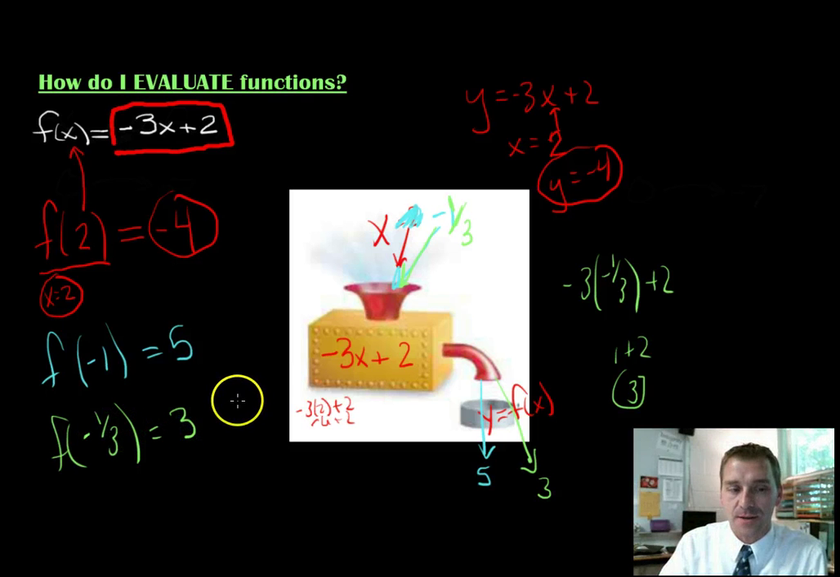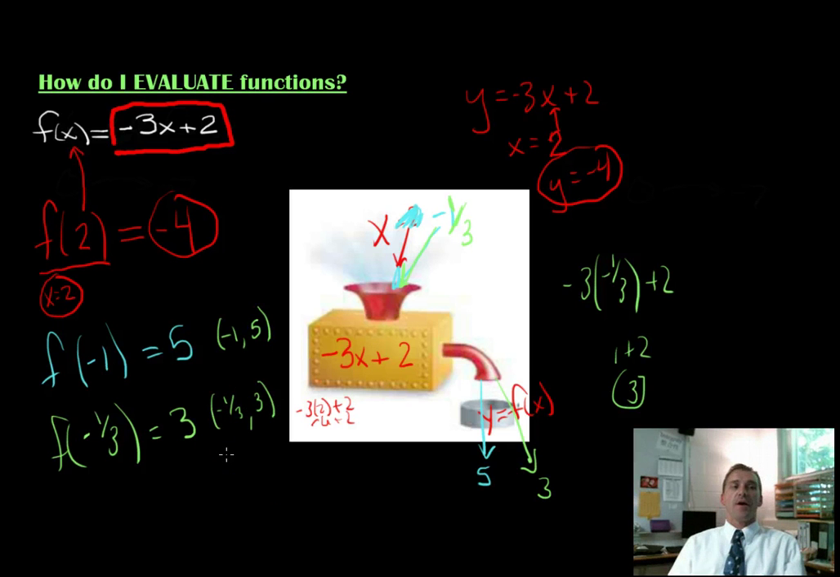Now watch this, last thing. If it asks you to turn this into an ordered pair, as a relation, if you will, and graph it on the coordinate plane, then what you would do is this. The x value is negative 1. The output value is 5. This one, the input value, the x coordinate is negative 1/3. The output value is what it ground up and spit out. It's a 3. So ladies and gentlemen, there is your evaluation of functions.